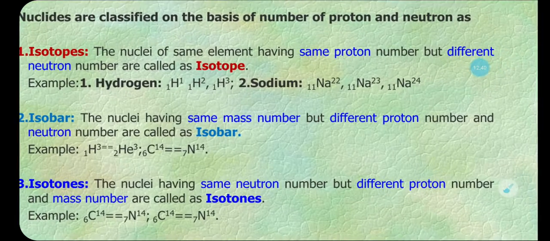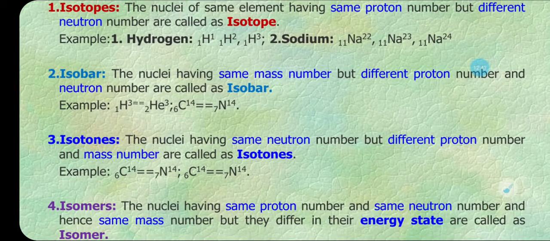The second class is the isobar. Iso means same, bar means mass. That means nuclei having the same mass number but different proton number and neutron number are called isobars. So the elements will be different but their atomic mass number will be the same, while their proton number and neutron number are different.